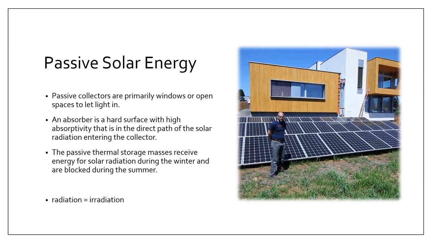Okay, so passive collectors and passive solar energy are primarily the windows and your open spaces. These are very important to let the sunlight into your structure, your house, or commercial places. And an absorber to harvest the sun's energy, just like the Earth's surface.